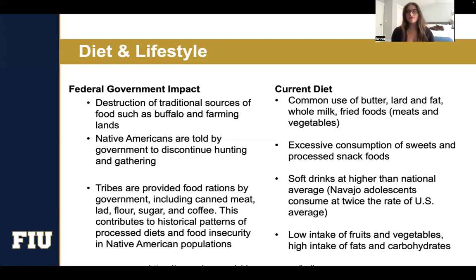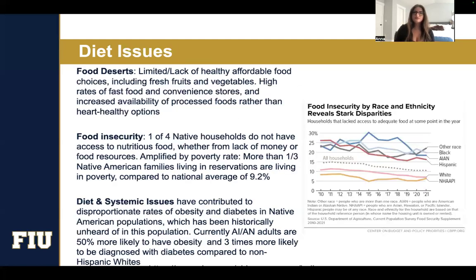Currently, diets of Native Americans will generally include common use of butter, lard, and fat, whole milks, and a lot of fried foods, including fried meats and fried vegetables. There tends to be excessive consumption of processed snacks and sweet foods. There are also high levels of soft drinks, and this includes sodas. There are also disproportionate rates of drinking and alcohol consumption in this population, and then a lower intake of fruits and vegetables and a high intake of fats and carbohydrates.